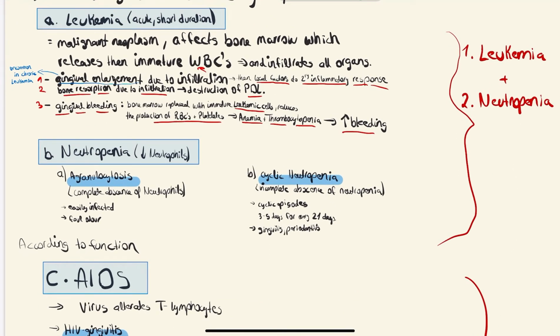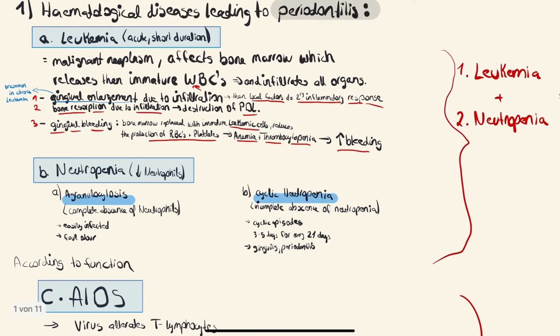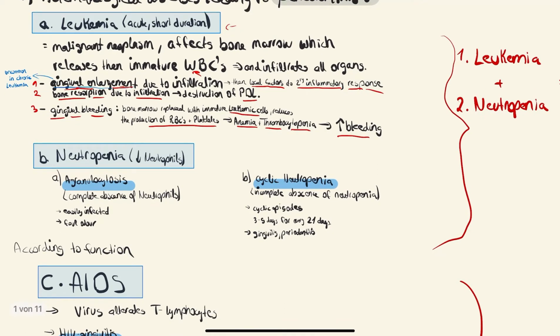Okay, so this is the first one. I have talked about acute leukemia, but we also have chronic leukemia. In chronic leukemia, gingival enlargement is uncommon. This is what you have to know. So when in the exam they talk about gingival enlargement and leukemia, you have to know it is the acute type of leukemia.